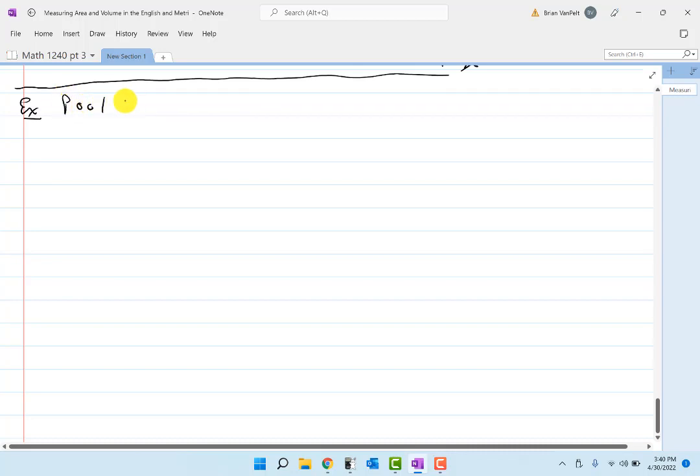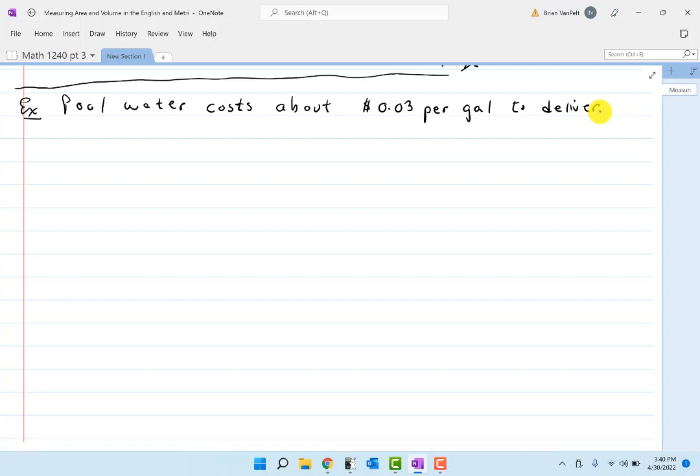So let's say pool water costs about 3 cents per gallon to deliver. So they're going to bring it in, pour it in your pool for 3 cents per gallon. How much will it cost to fill the pool?